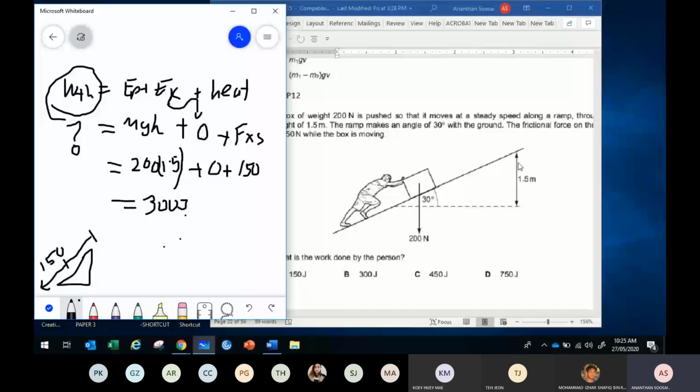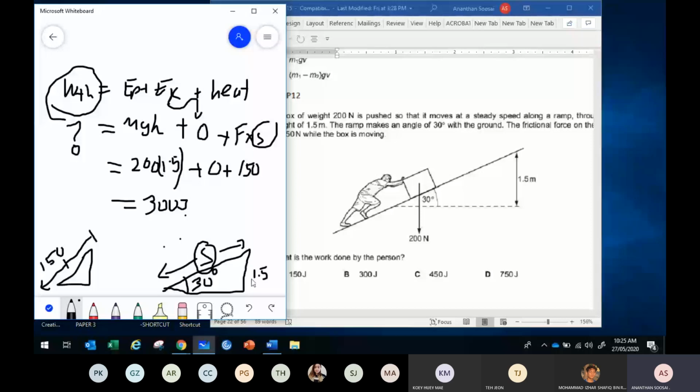Use Pythagoras. Sorry, not Pythagoras. Trigonometry, because this is 30. So vertical height is 1.5. It rises in. So how much this S will be? This is your S. So because we need to use this is the S and this is the S same. So how much is the S going to be? So it should be what?